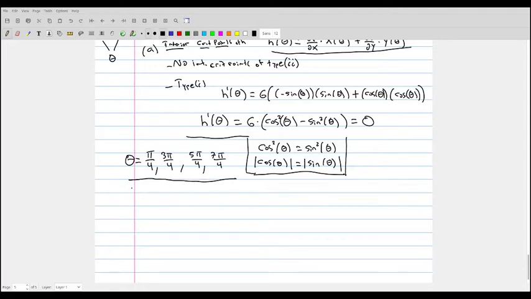And if we want, we can even list out the x values and the y values at each one of these to figure out exactly what x and y values these correspond to. For pi over 4, you have that x is equal to 3 cosine of pi over 4. So x is going to be equal to 3 times 1 over the square root of 2, or 3 over the square root of 2.